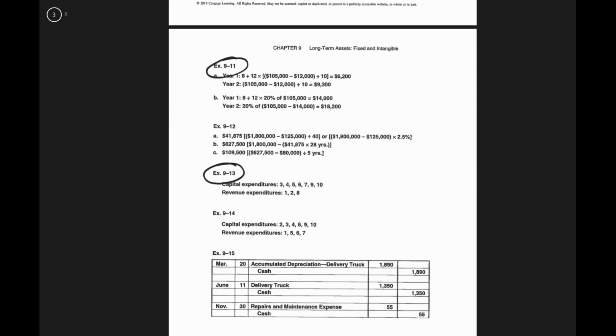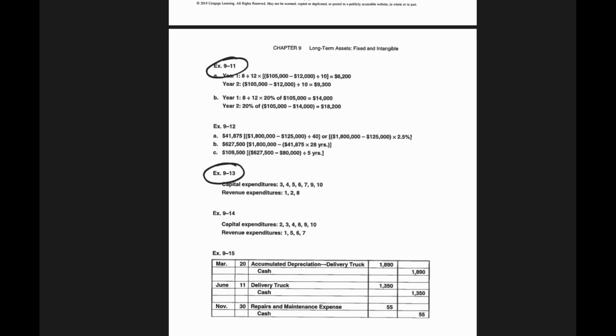Let's get number 11. Partial year depreciation. Equipment acquired at a cost of $105,000 has an estimated residual value of $12,000 and an estimated useful life of 10 years. It was placed into service on May 1 and ends on December 31st. Determine the depreciation for the current fiscal year and for the following fiscal year using straight line and double declining.